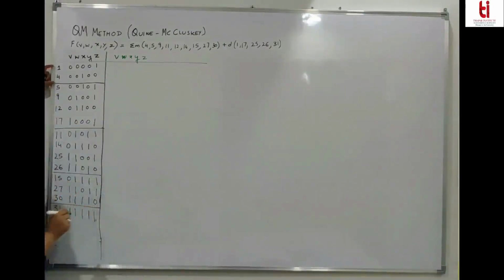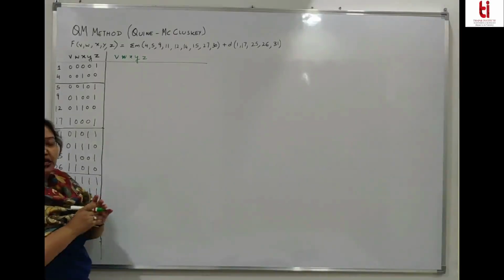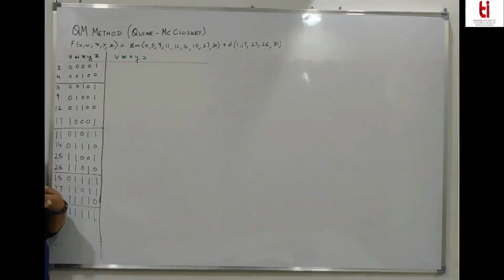You can group this with this with this. Only neighboring groups can be grouped together. And how do you group them? You have to see that there should be only one bit change. When you move from one group to another, there should be one bit change.